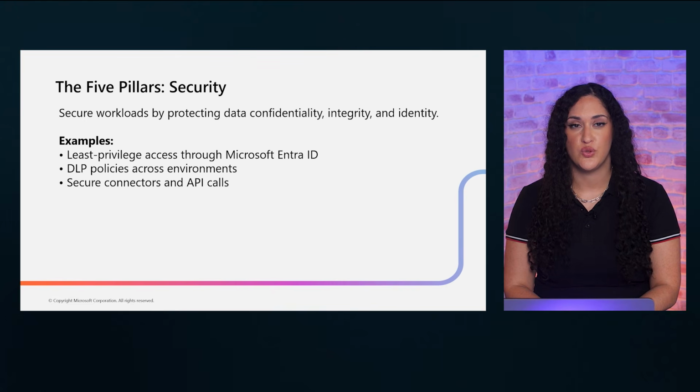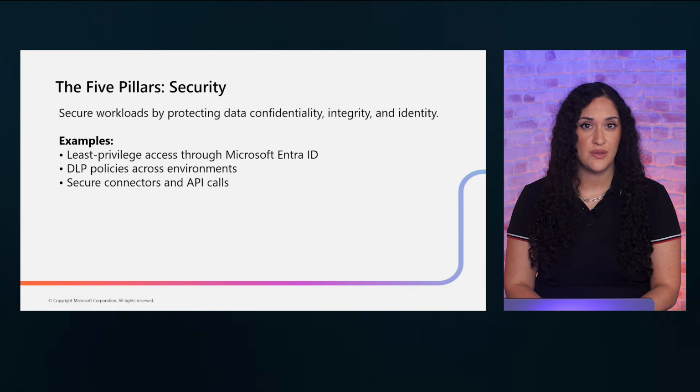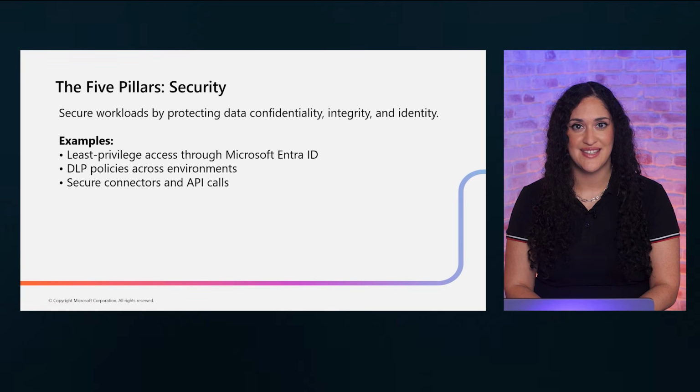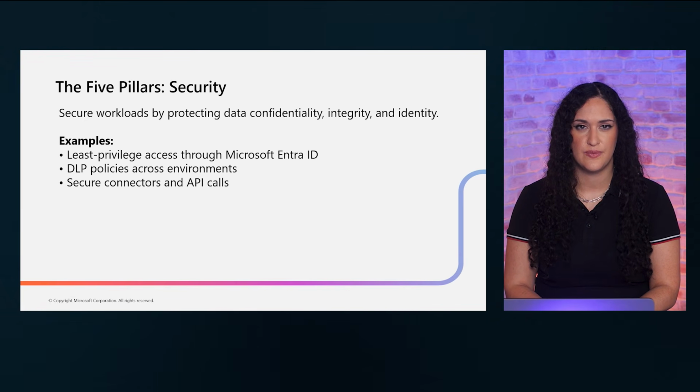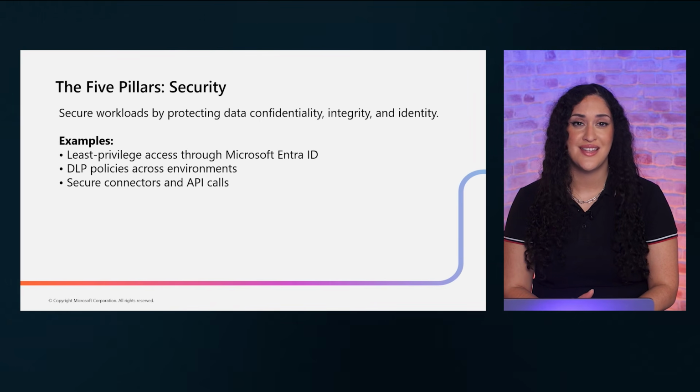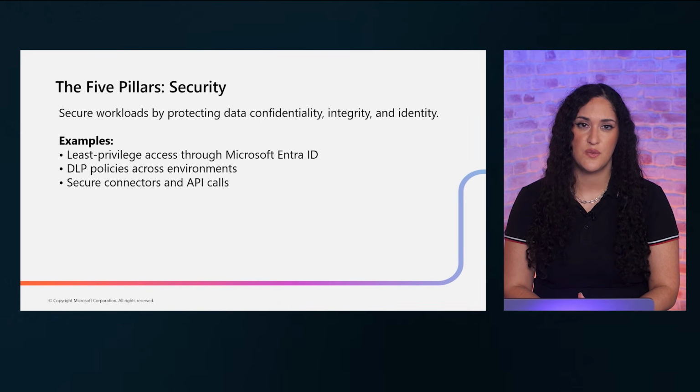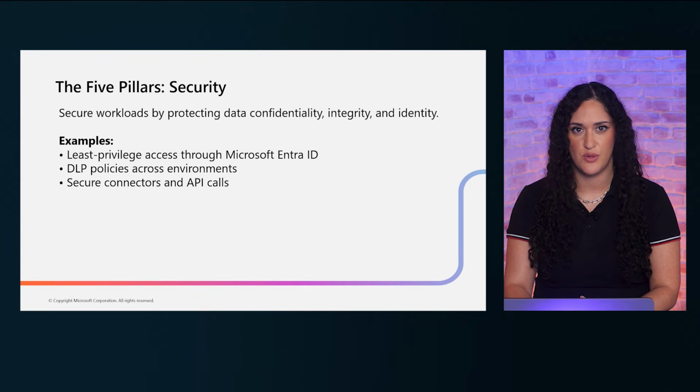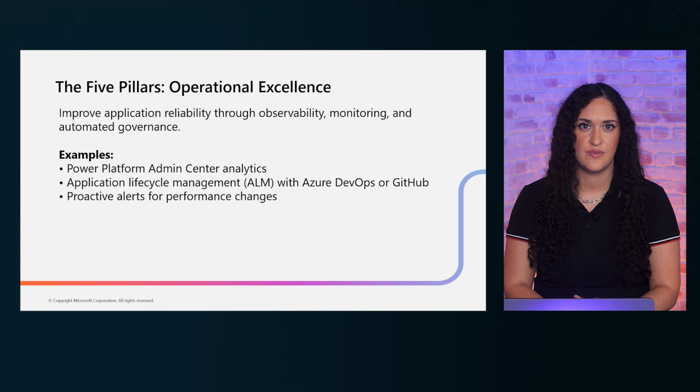Security in AI-enabled workloads demands extra vigilance. Make sure you implement least privileged access through Entra ID. Apply DLP policies that account for AI data flows. The best practice here is to remember that AI components can amplify security risks by exposing sensitive data across more surfaces. Make sure your AI behaves within the exact boundaries your organization has established.